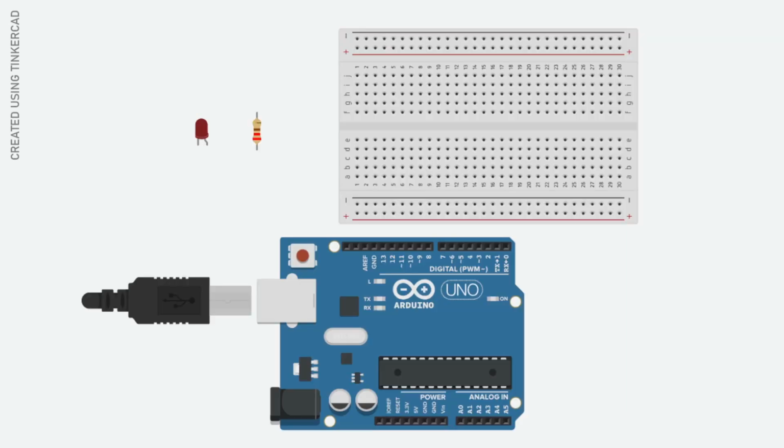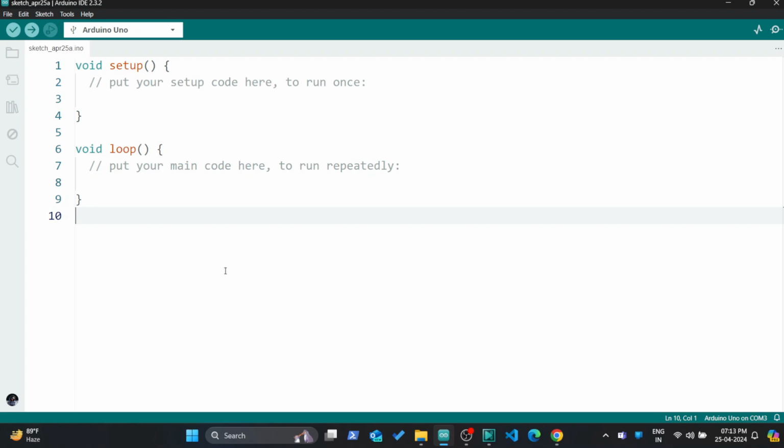For creating the circuit, we will be using an LED, a resistor, a breadboard, and an Arduino Uno. First, connect the LED to the breadboard. Then connect one end of the resistor to the same row as the positive terminal of the LED. For this circuit, we will be using pin 8 of Arduino. Connect pin 8 to the other end of the resistor. Last, connect the negative terminal of the LED to the GND or ground pin of the Arduino. We have completed the circuit.